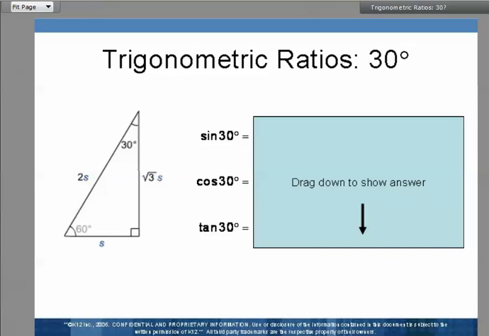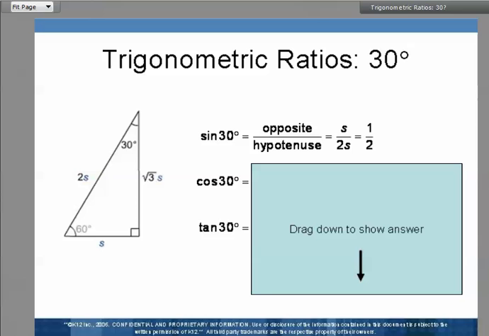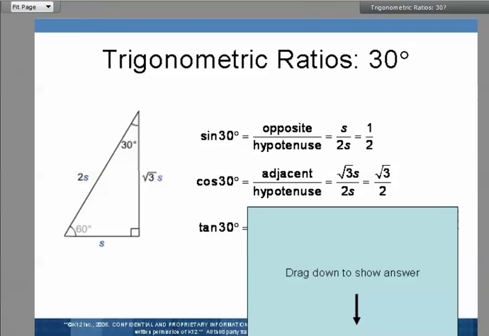Can we actually find the sine of a 30-degree angle? Well, the sine of a 30-degree angle is the opposite divided by the hypotenuse. That means s divided by 2s, which is 1/2. The cosine of a 30-degree angle would be the square root of 3 times s divided by 2s. That'd be the square root of 3 over 2. Okay? How about the tangent?